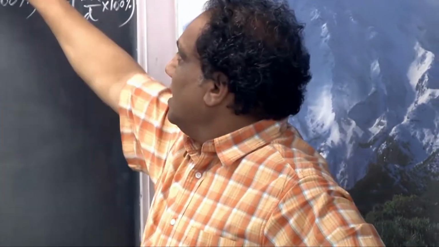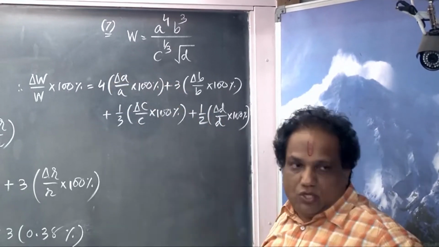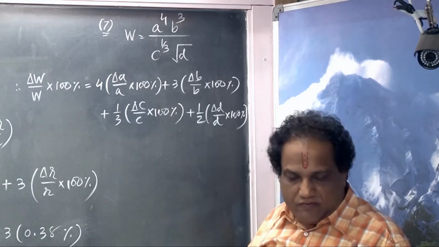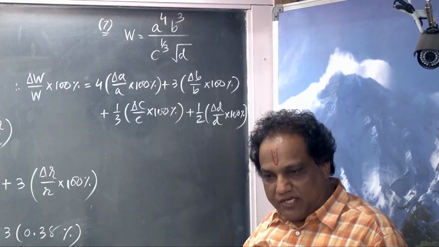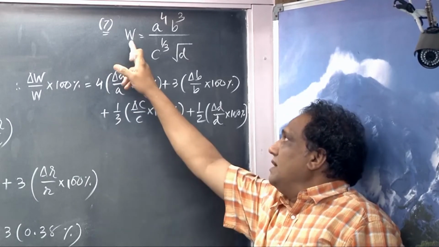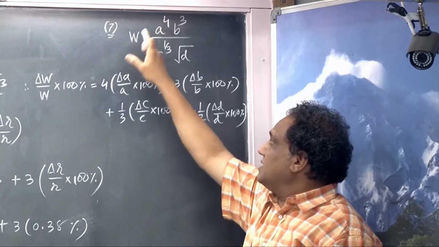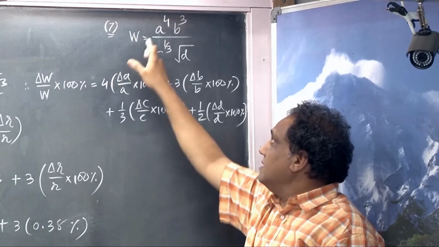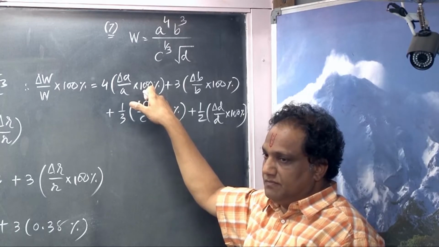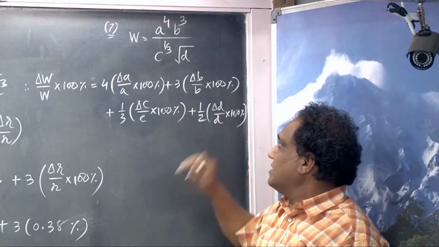Look, W is this much in sum number 7. You don't have to bother whether the terms are in the numerator or in the denominator. You have to simply make addition of individual partial errors. Okay, look. Delta W upon W into 100%. Here, power term is there, so 4 will become multiplier. Delta A upon A into 100%. Plus 3 times delta B upon B into 100%.